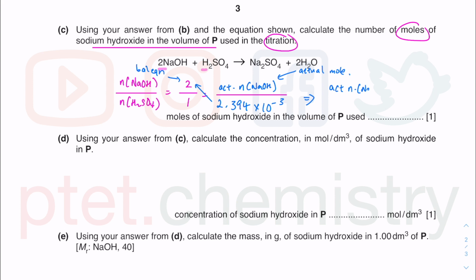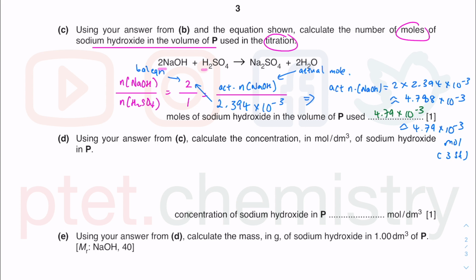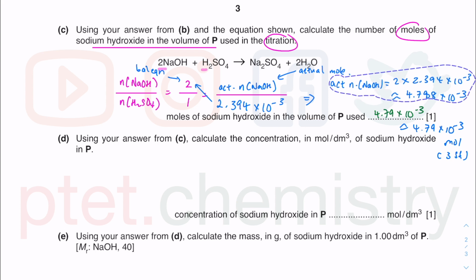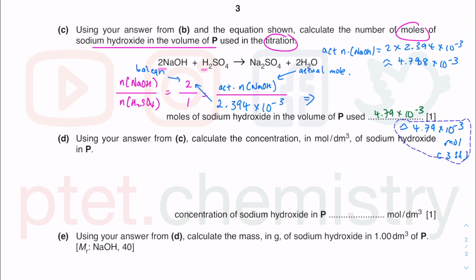So the actual mole of NaOH is going to be 2/1 times 2.394 times 10 to the minus 3. I'm going to round my final answer to 3 significant figures again to be appropriate. So I get 4.788 times 10 to the minus 3. So there's 4.79 times 10 to the minus 3 mole. This is 3 significant figures. Okay, so 4.79 times 10 to the power minus 3. I am seriously running out of space there, so perhaps I can just move that up there, maybe. Yep, that should do it.